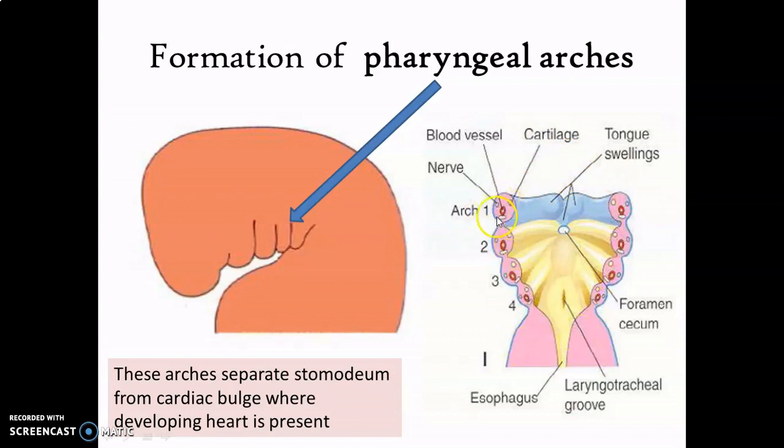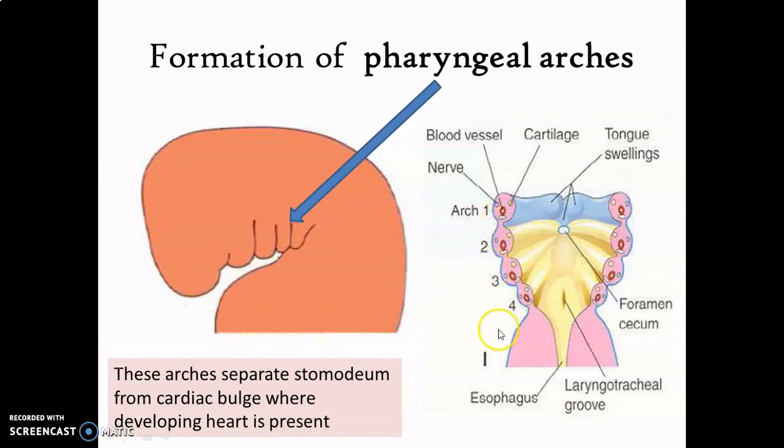And these mesodermal thickenings or pharyngeal arches are lined externally by a layer of ectoderm and internally by a layer of endoderm. And these depressions on the external surface, which is lined by ectoderm, are known as pharyngeal clefts, and these depressions between two arches internally, which are lined by endoderm, are known as pharyngeal pouches. So all these arches have their own innervation and blood supply, and they give rise to various structures.